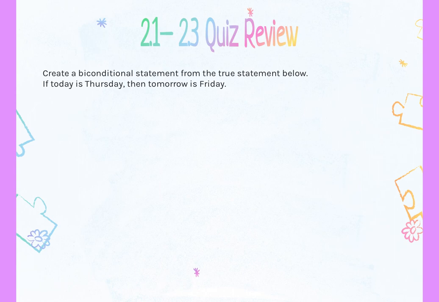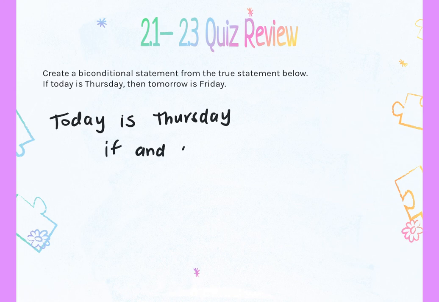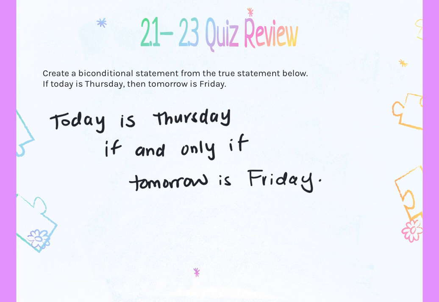The second slide said write a biconditional statement. So the if and only if should go in the middle. It should say today is Thursday if and only if tomorrow is Friday. If you put today or tomorrow is Friday, if and only if today is Thursday, that's also true. That's okay. But you have to have the words if and only if.